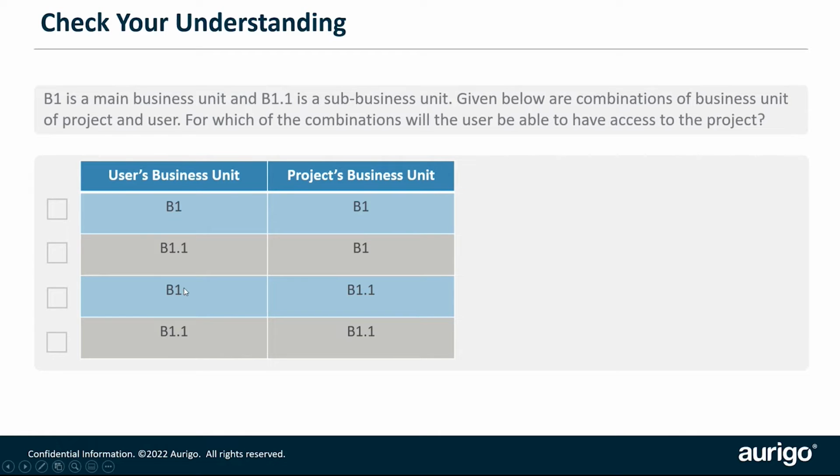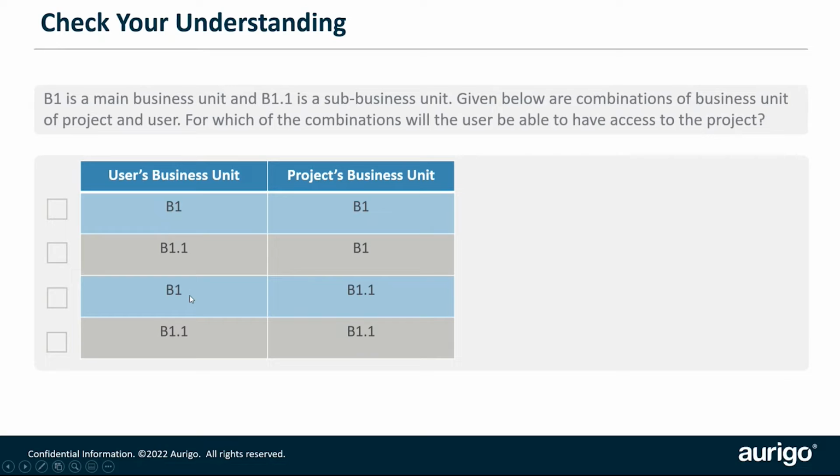Let's think about the third one. The user is part of B1. Project is part of a child BU. So in this case, can this user be invited to this project? Absolutely. Let's say there is a project which is part of B1.2. If this B1.2 is part of B1, then this user can be invited to both projects, B1.1 and B1.2.